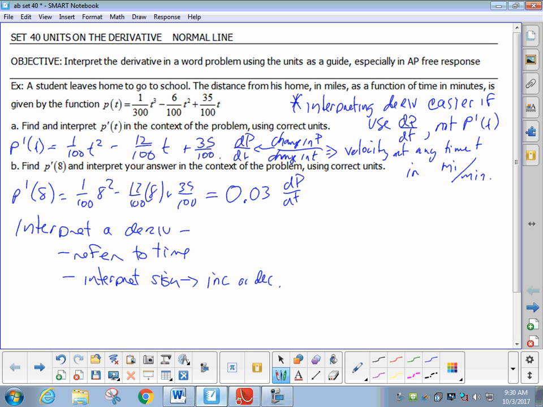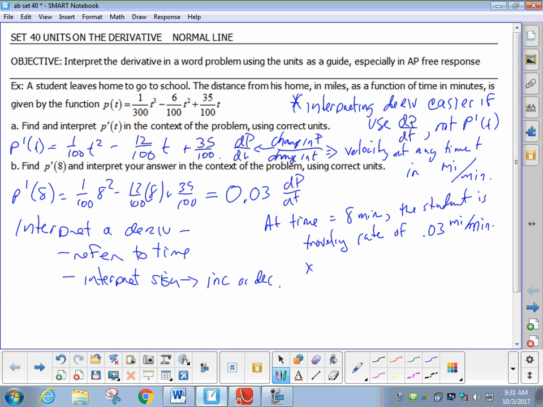So in the velocity sense, we could say at time equal 8, what are the units on time? Minutes. The student is traveling at a velocity or a rate of 0.03 units. What? Miles per minute. Okay?